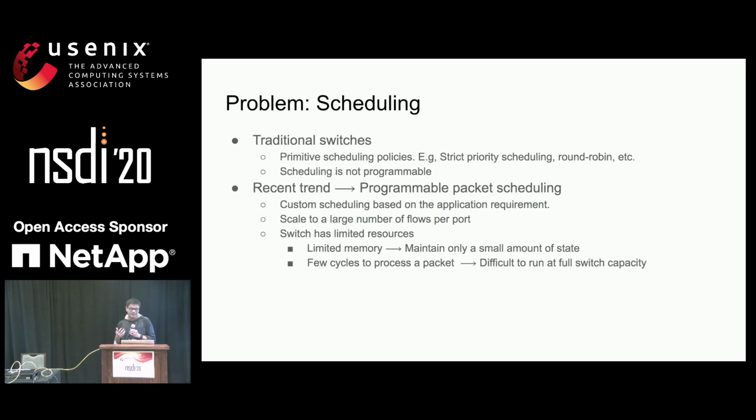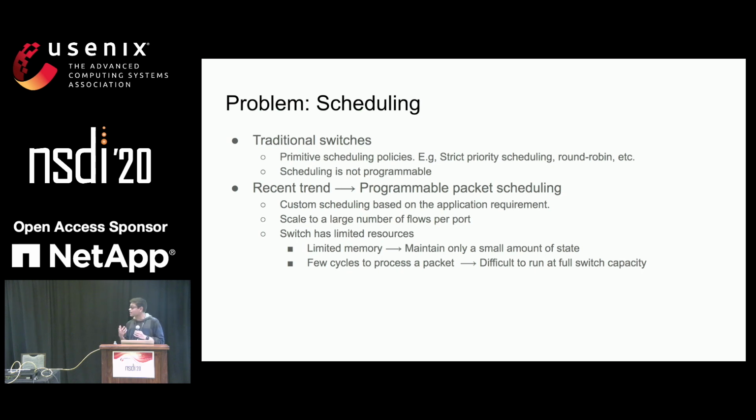Traditional switches only provide support for primitive scheduling policies. So for example, strict priority scheduling or round robin. With these switches, a network operator can change the parameters of the scheduling policy, but they cannot change the scheduling algorithm itself. Recently, with the advent of programmable switches, there has been a push for supporting programmable packet scheduling in switches. With programmable scheduling, the network operator can customize the scheduling policy based on the requirement of the application. So for example, to minimize flow completion times, a network operator can deploy shortest remaining processing time.